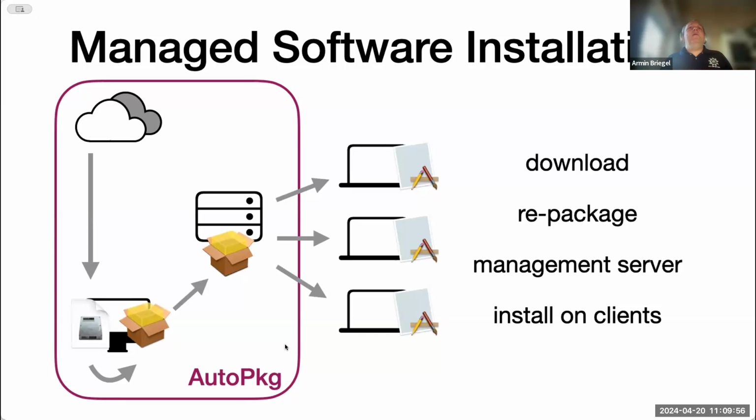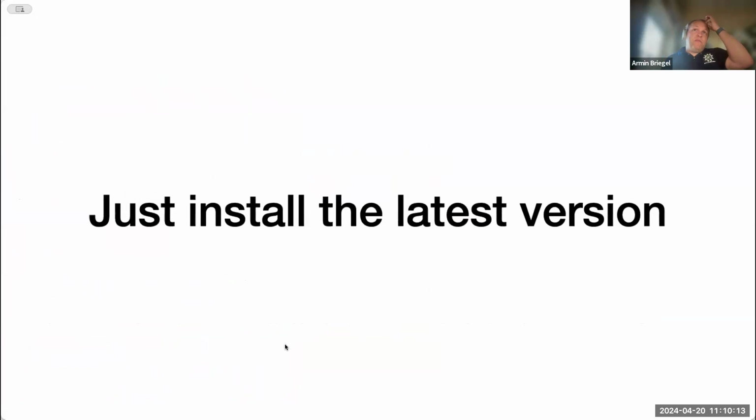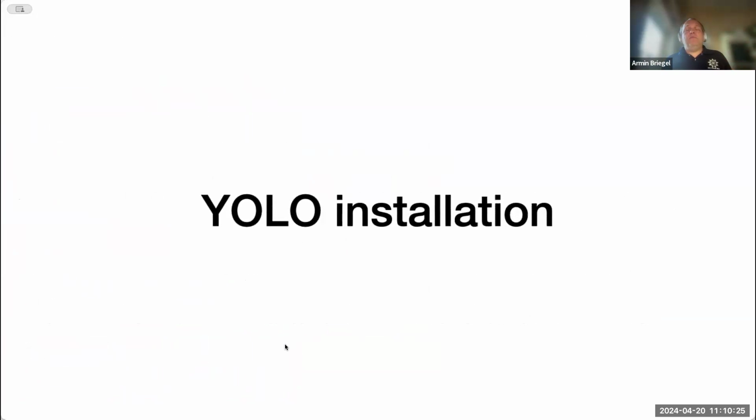AutoPackage is awesome and wonderful and has a very important place in the MacAdmins community, and I still use it a lot, even though I also have Installomator. Those two can exist in parallel very well, and you should really check out AutoPackage. But there is a use case where we don't really care about the entire work and the packaging and everything. We just want the latest version installed, and we would like that without too much effort.